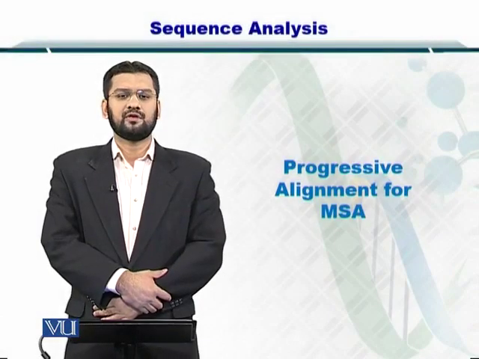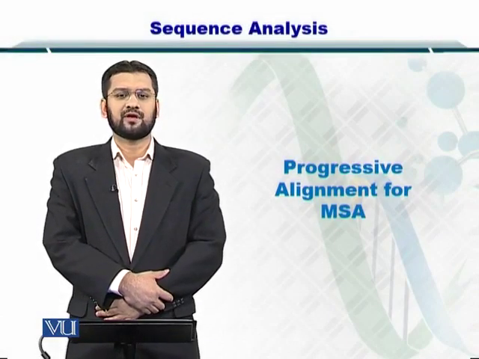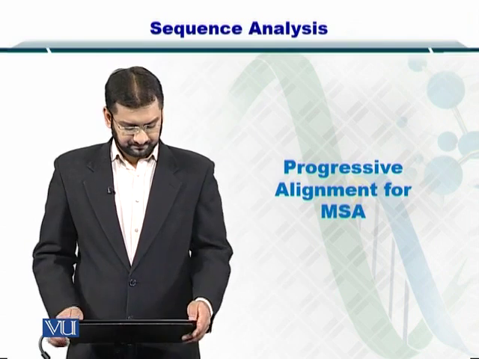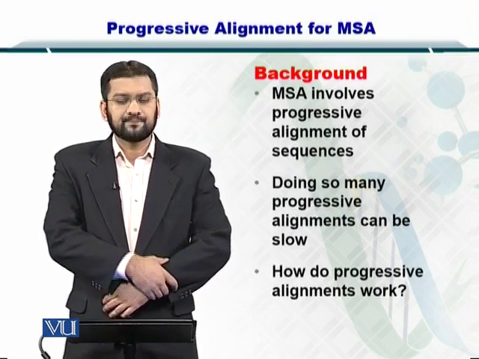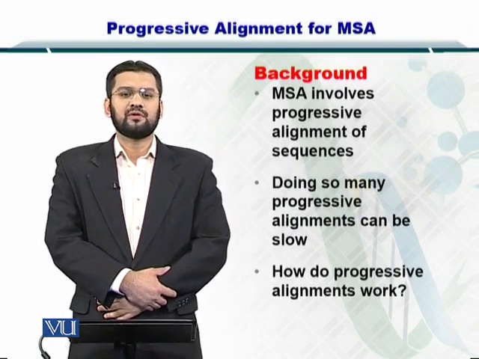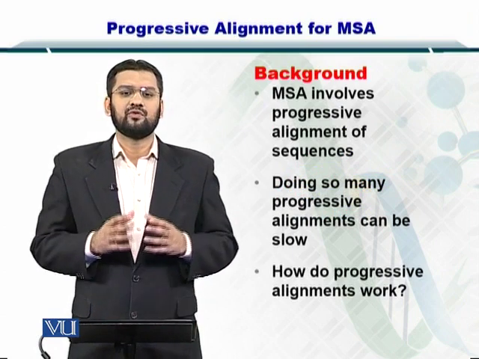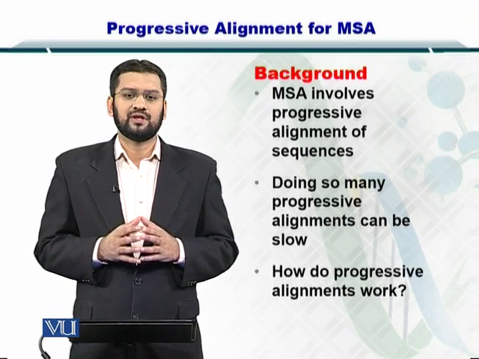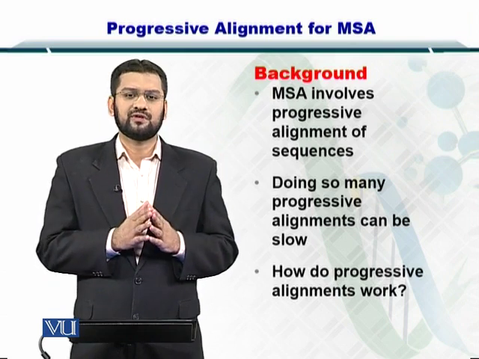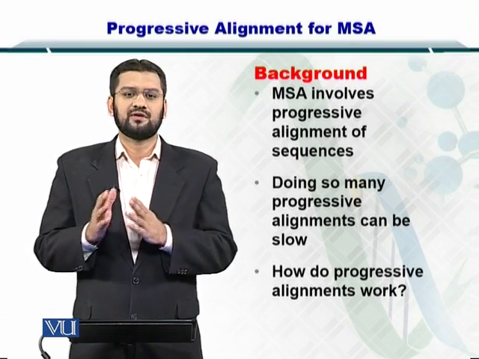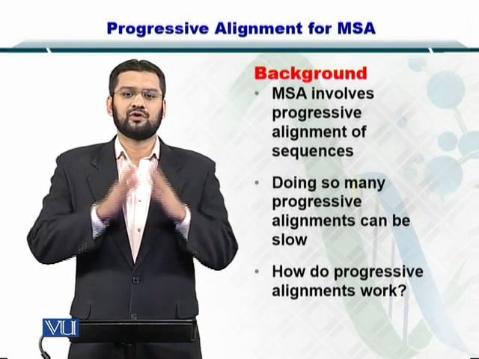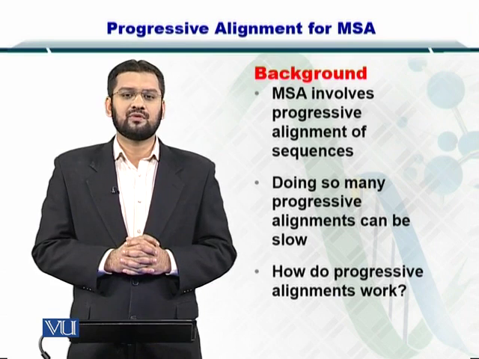Dear students, in this module we are going to discuss the progressive alignment for multiple sequence alignment, or simply progressive alignment for MSA. So MSA involves progressive alignment by using pairwise sequence alignment repeatedly. So you initially align two sequences and you create such sequence alignment pairs, and then you align the pairs in order to obtain an overall multiple sequence alignment.